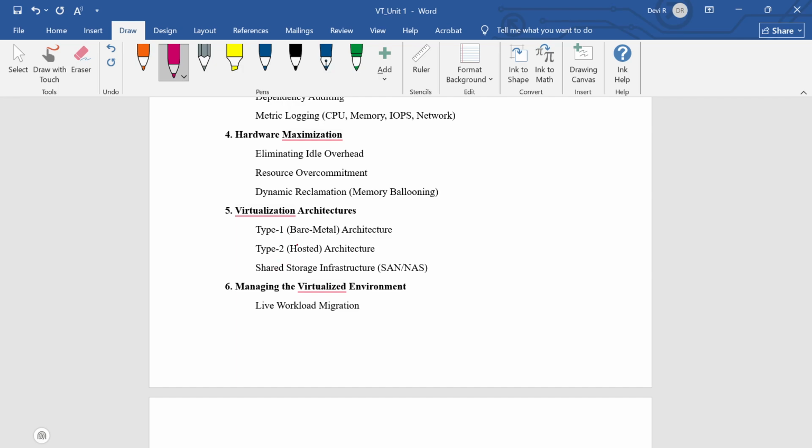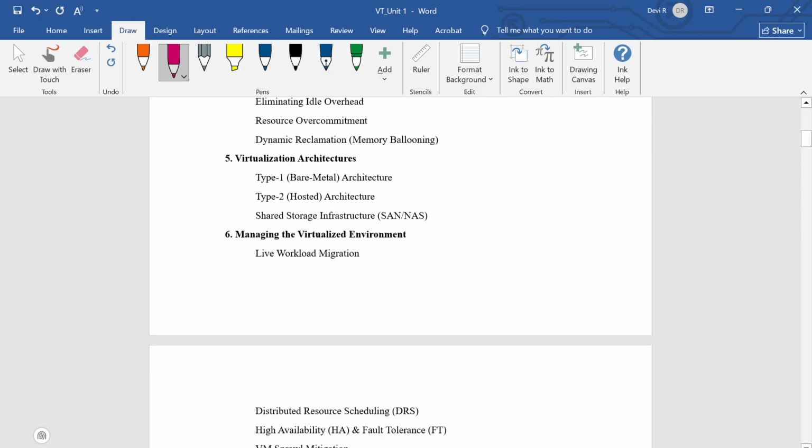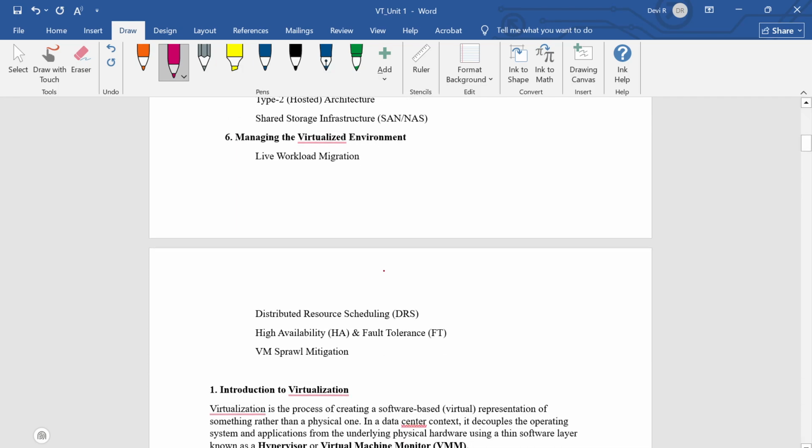And next, within the types of virtual architecture, we are going to discuss the shared storage infrastructure also, which is represented as SAN and NAS. And after that, managing the virtualization environment, what are the things that are needed? That is what is listed in this last, sixth topic: live migration, distributed resource scheduling, high availability and fault tolerance, and finally VM sprawl mitigation. This is the disadvantage of leaving the VMs unmonitored, right? So all of that we will discuss next.